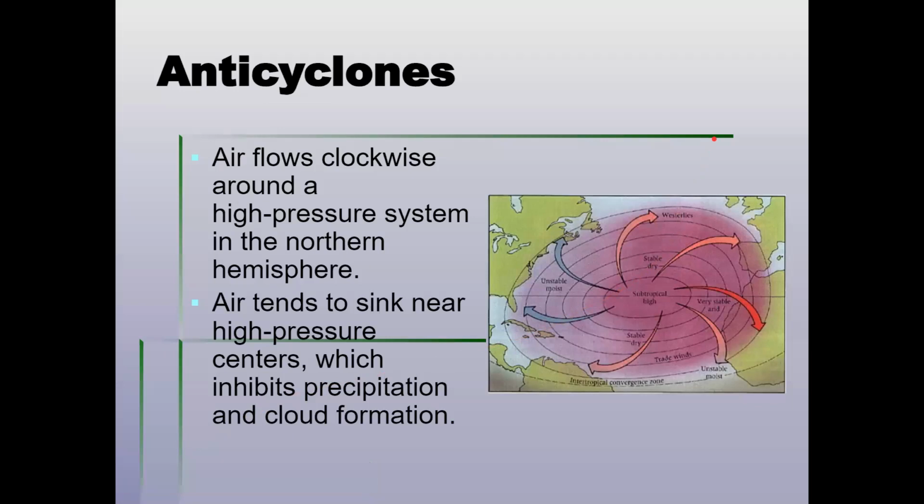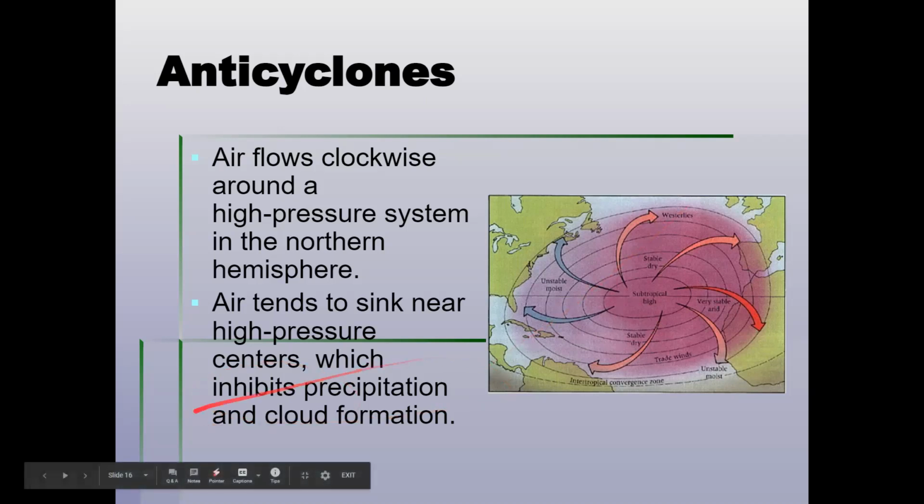Now, anticyclones are high pressure, so the air is sinking. Because the air is sinking, you're not going to get clouds, you're not going to get rain. And they want to move out towards areas of lower pressure. So again, it's moving down and out, so this is not going to be your stormy days. These are going to be your clear, cool, usually drier days. It inhibits rain and clouds because the air is sinking.